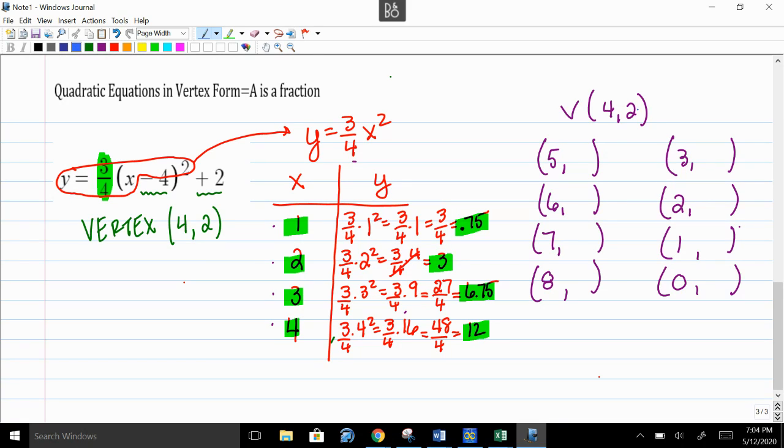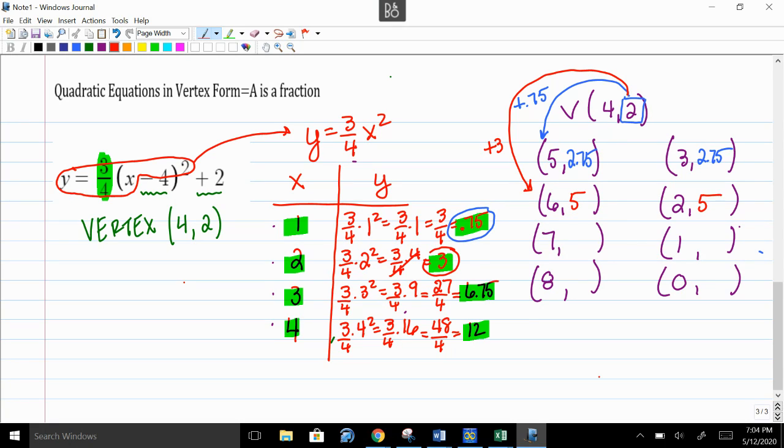All right, so on this side, now we're working off of the 2. Everything works off of the 2. So to get my first y value, I'm going to go up 0.75. So 2 plus 0.75, that's 2.75. Why 0.75? Because that's what was paired with the 1. I get 2.75 over here. I'm going to get 2.75 over there because they're symmetrical. With the next one, you're going to increase by 3. So from the 2, I'm going to increase 3. 2 plus 3 would be 5. Over here, that would also be 5.